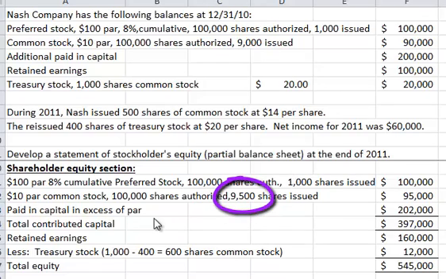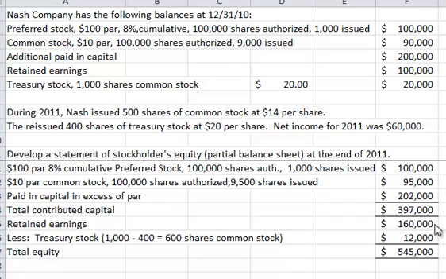Paid in capital excess of par has been updated for the new amounts. And total contributed capital has been computed, which is the three things added together: the par and the preferred and common and the paid in capital in excess of par. Retained earnings is added and treasury stock is subtracted in getting down to total equity. Remember that treasury is a contra account, and this is an extra little clue here.